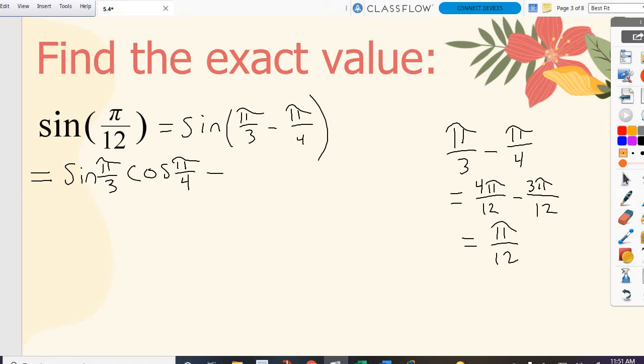So think like sine S, same. Cosine has an O, so opposite operation. And then we would have cosine of pi over 3 times sine of pi over 4. Now, are pi over 3 and pi over 4 on our unit circle? So should we know what sine and cosine of pi over 3 and pi over 4 are? Yes. We should be able to evaluate things from our unit circle.